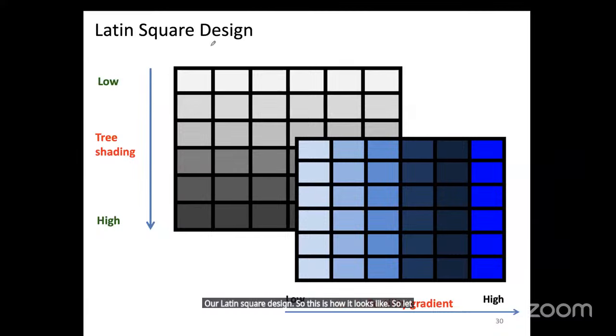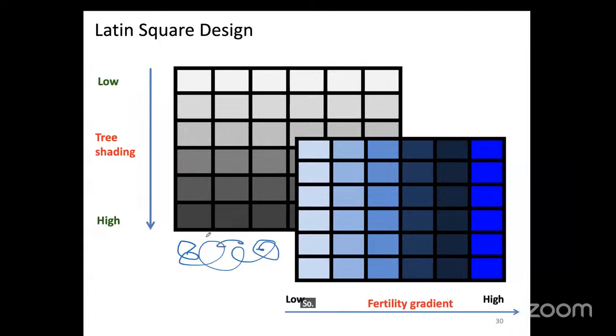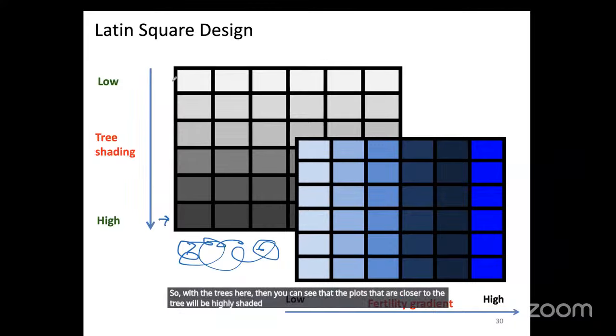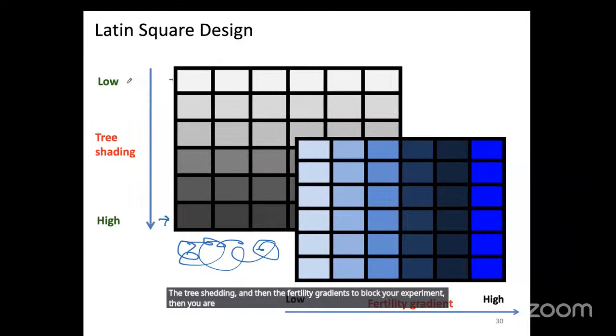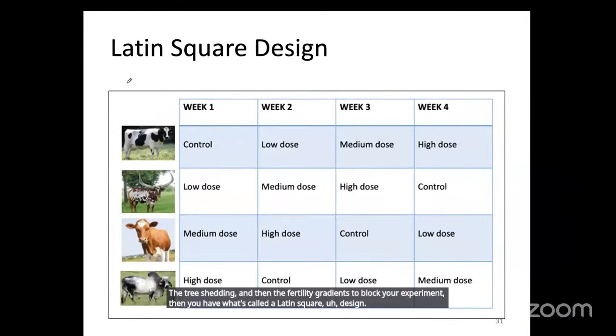Let's say you may have some trees along here. With the trees here, you can see that the plots that are closer to the tree will be highly shaded. The ones that are far away from the tree will be less shaded. Now, in the same field, you also have variation from low to high fertility gradients. So you use both the tree shading and the fertility gradients to block your experiment. Then you have what's called a Latin square design.